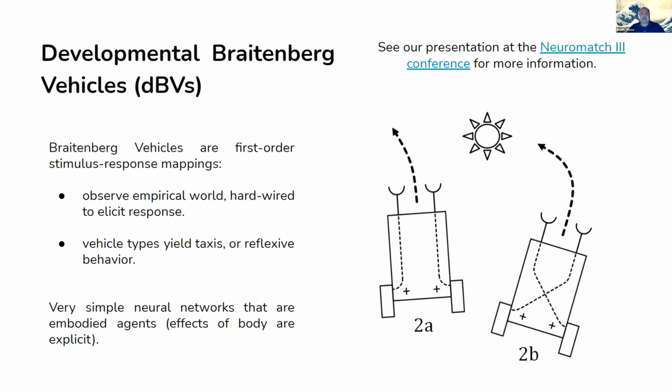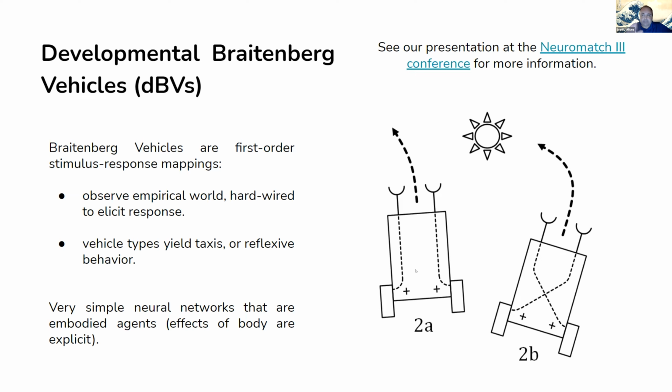So I'm going to start out with an example that we've worked on, and this was something we presented at the NeuroMatch 3 conference, so you can link there for the video. Start with this first lower layer, this representation-free layer, which we have made salient in the form of developmental Braitenberg vehicles. If you're familiar with Braitenberg vehicles, they're these embodied agents that have these first-order stimulus response mappings. And this is an example.